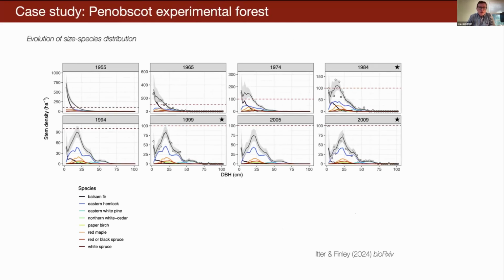The stars indicate inventory years, so the points in those years are inventory observations of the size distribution within the forest. The solid line with the gray shading is the overall size distribution, so summing across species. The single colored lines beneath it are individual species distributions.